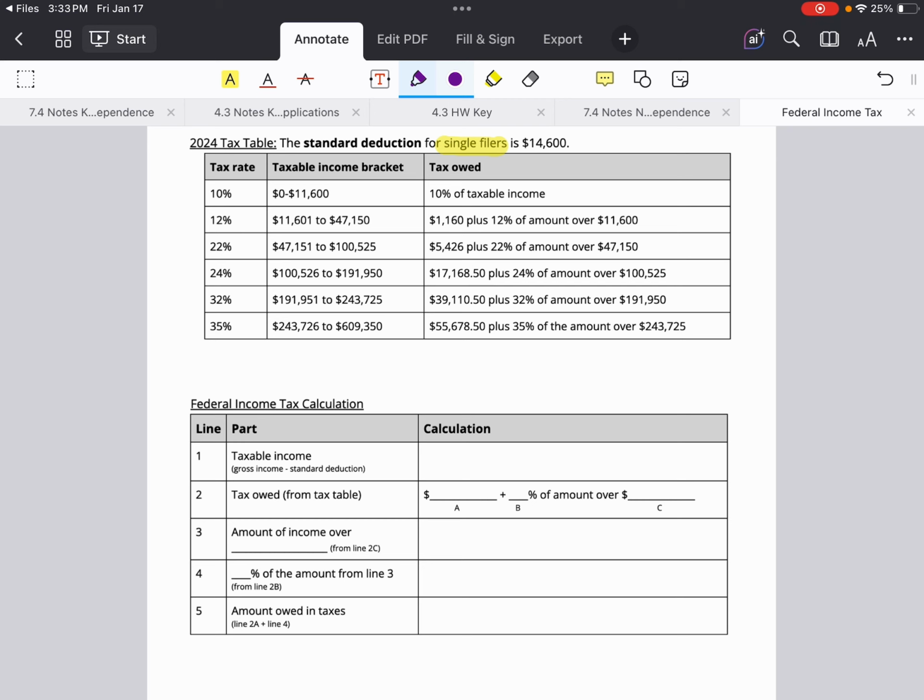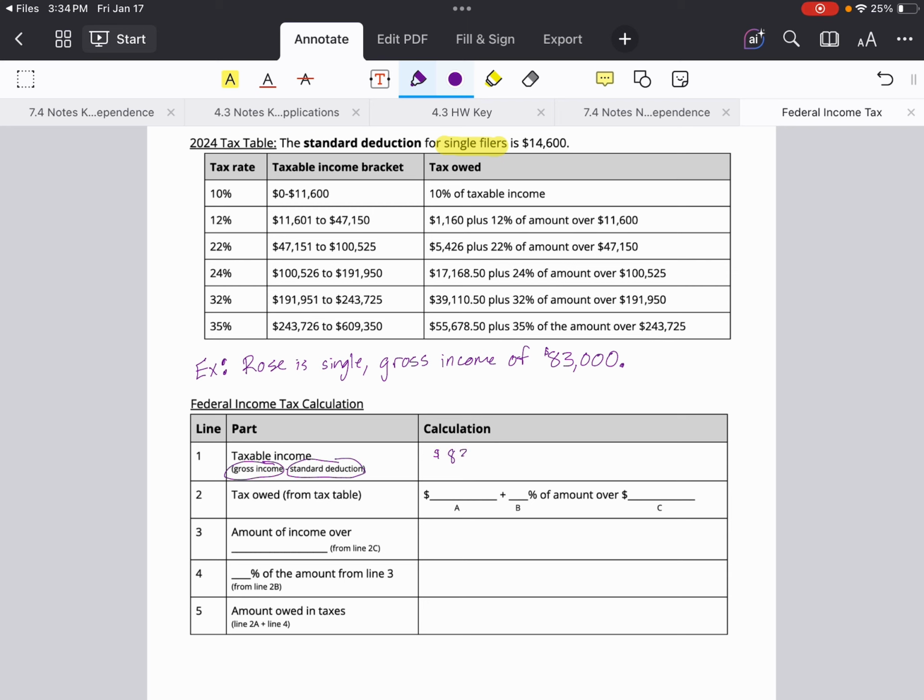So let's say, for example, we have Rose is single, and she has a gross income of $83,000. So we want to find out how much is being paid in income tax. So first thing we're going to do is step 1. I'm going to use this table on the bottom half. Taxable is to find the taxable income, which is your gross income minus the standard deduction.